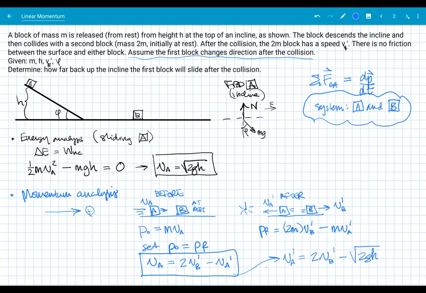Cool. But really, what this problem is asking me is how far back up the incline the first block will slide. I just got something really important though, and that is how fast it is going as it approaches the incline. And remember that there's no friction. So now I can apply energy analysis using this speed. Knowing that it's going up the incline at that speed, I can use energy analysis to figure out how far up the incline it goes. And because that's review at this point, I'm just going to leave that part to you.